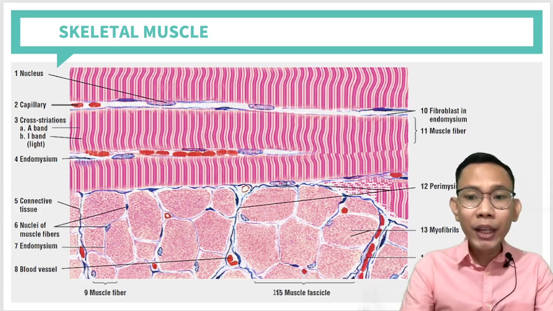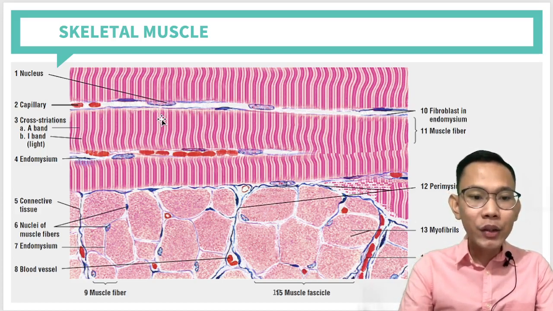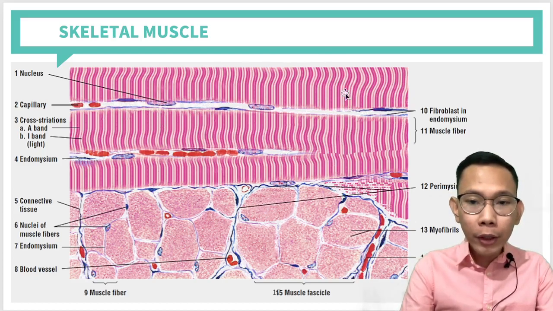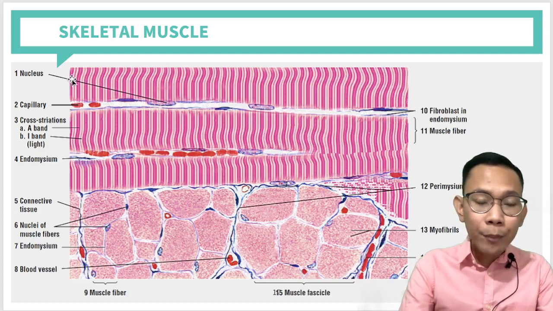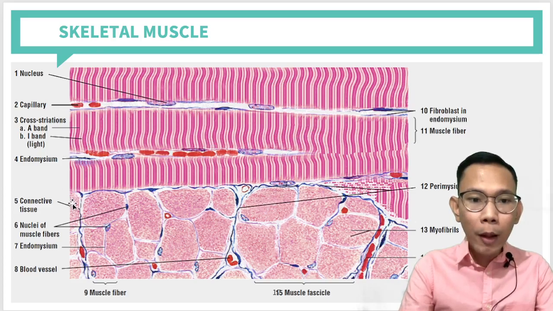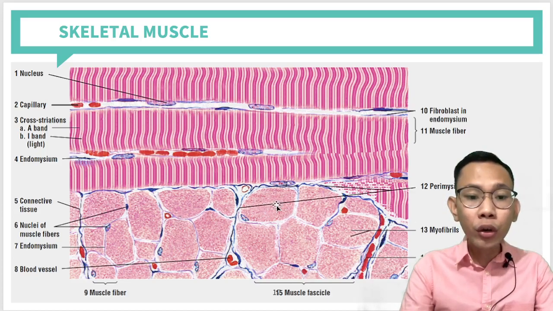So again, this is a very good microscopic picture of your skeletal muscle. The upper picture refers to the longitudinal section of your skeletal muscle. Again, I will repeat, this is the longitudinal section. The lower portion is the transverse or cross section of your skeletal muscle. Actually, this is the skeletal muscle of your tongue.